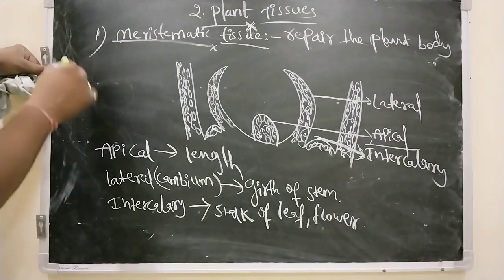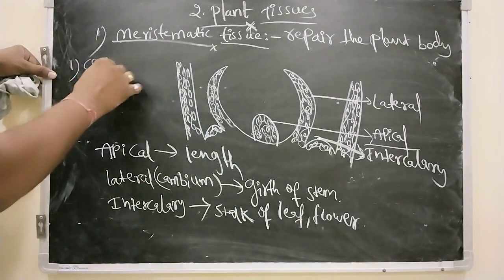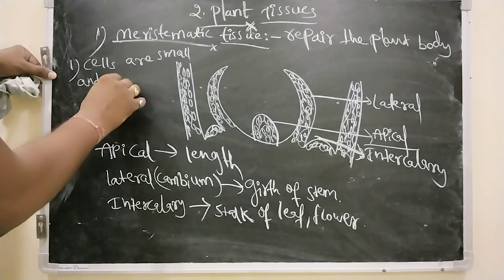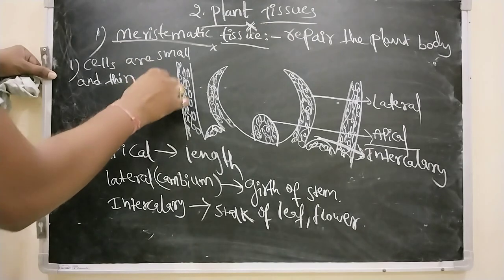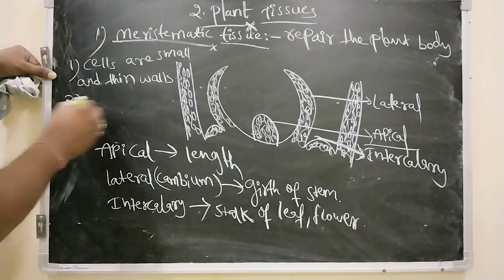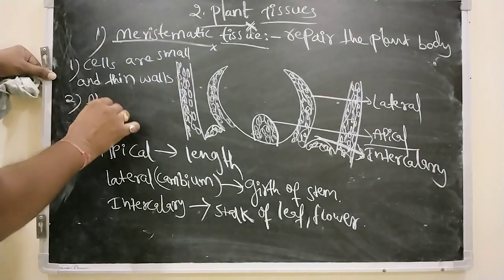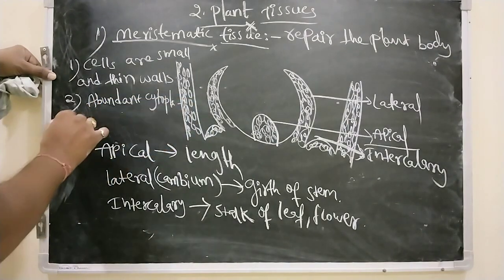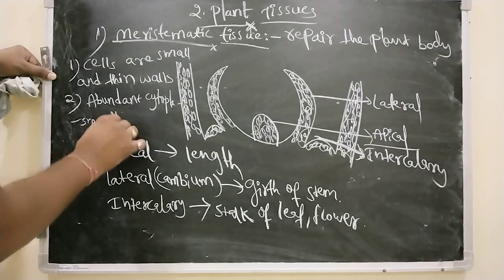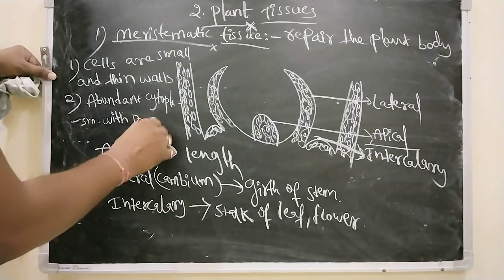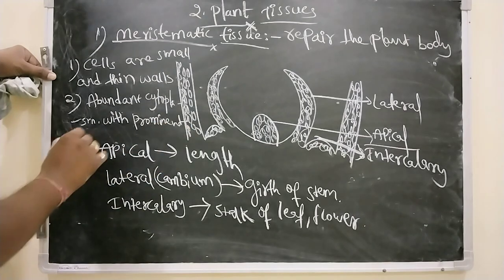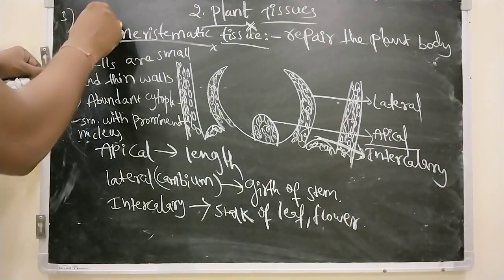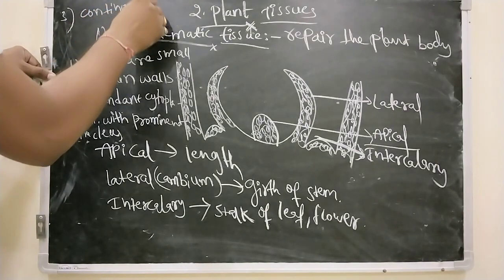And what about the cells in meristematic tissue? The cells are small and have thin cell walls. Next, they have abundant cytoplasm because the number of cells is large, with a prominent nucleus, meaning each cell contains a very small nucleus. And these are continuously dividing cells.